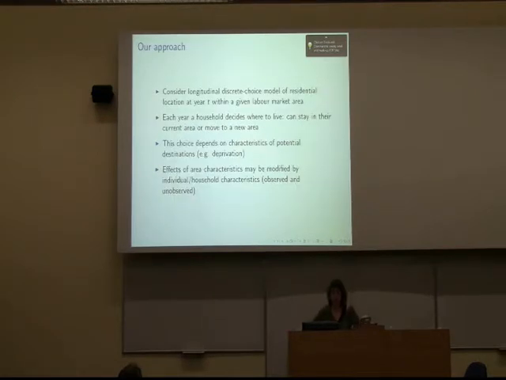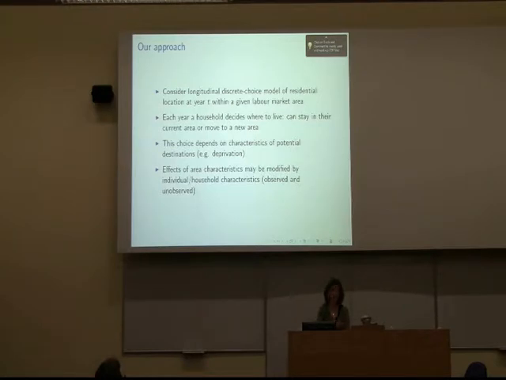So we're developing a longitudinal discrete choice model. The idea here is that every year we've got annual panel data. A household decides where they want to live. They can stay in their current area or they can move to a new area. And that choice will depend on characteristics of these potential destinations, where those potential destinations include their current area.